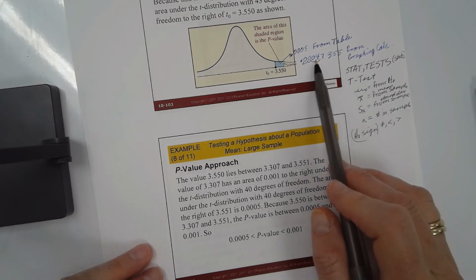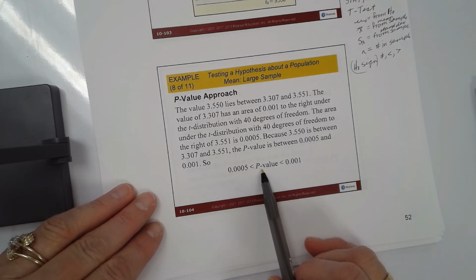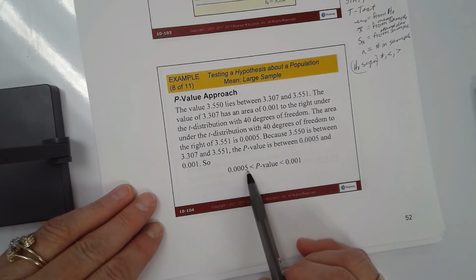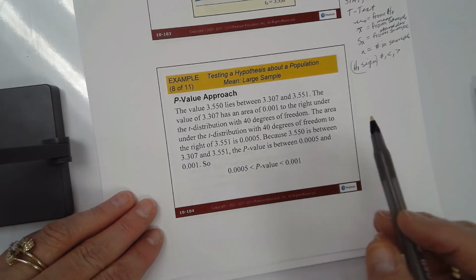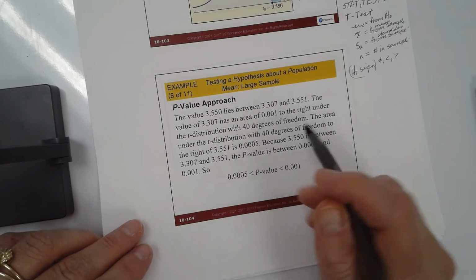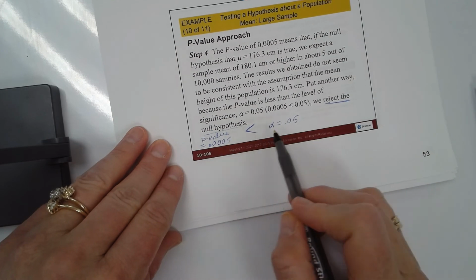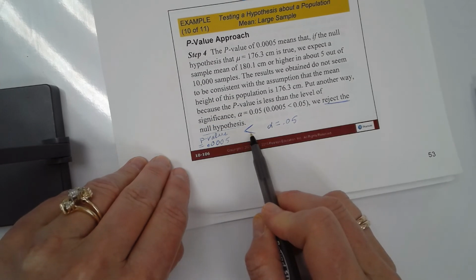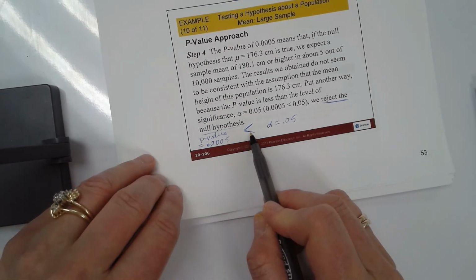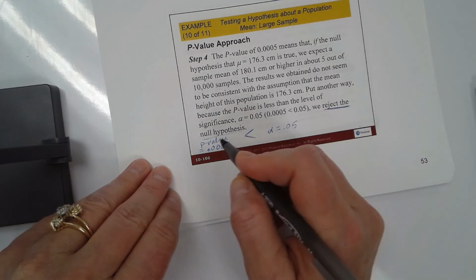Once you have the p-value, compare that to the alpha. The p-value is 0.0005. After you find the p-value, compare it to the alpha, which is 0.05. So the p-value is definitely less than the alpha. If it's less, then p is low, the null must go. So we reject the null hypothesis.